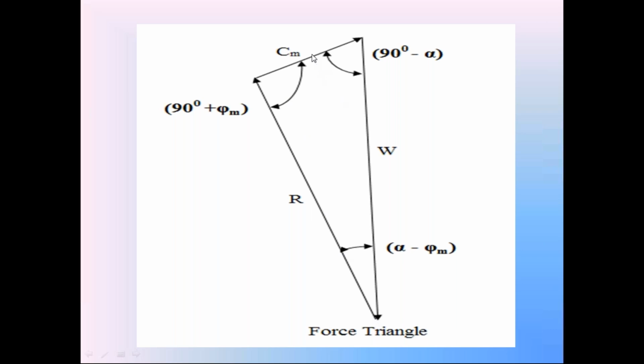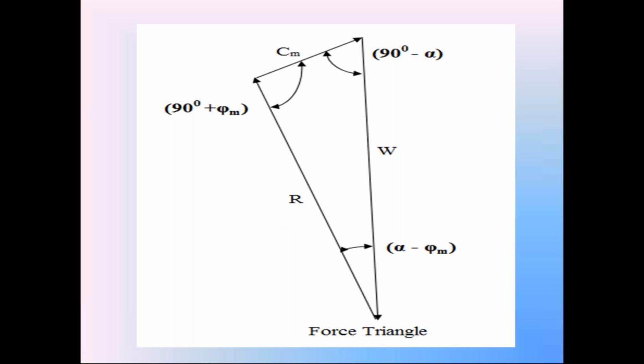Then this straight line and this other straight line will meet at a common point. These two straight lines are meeting at a point. At this point, this length is the magnitude of CM, and this length is the magnitude of reaction R. So this is the procedure to prepare the force triangle in the Cullman's method.